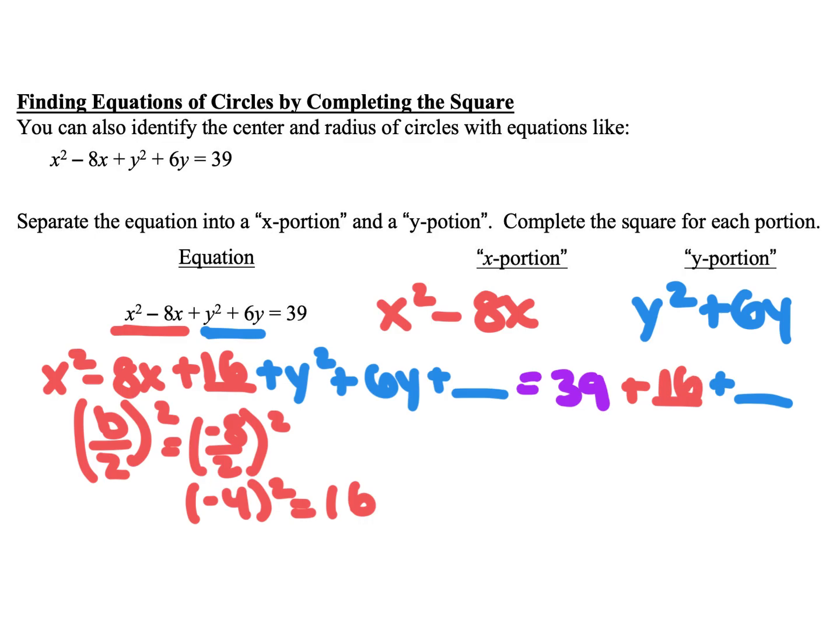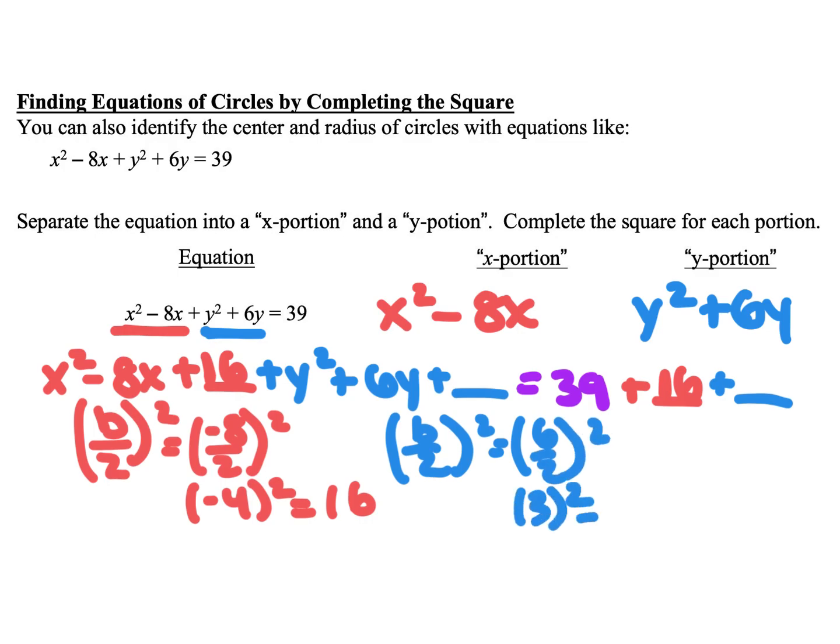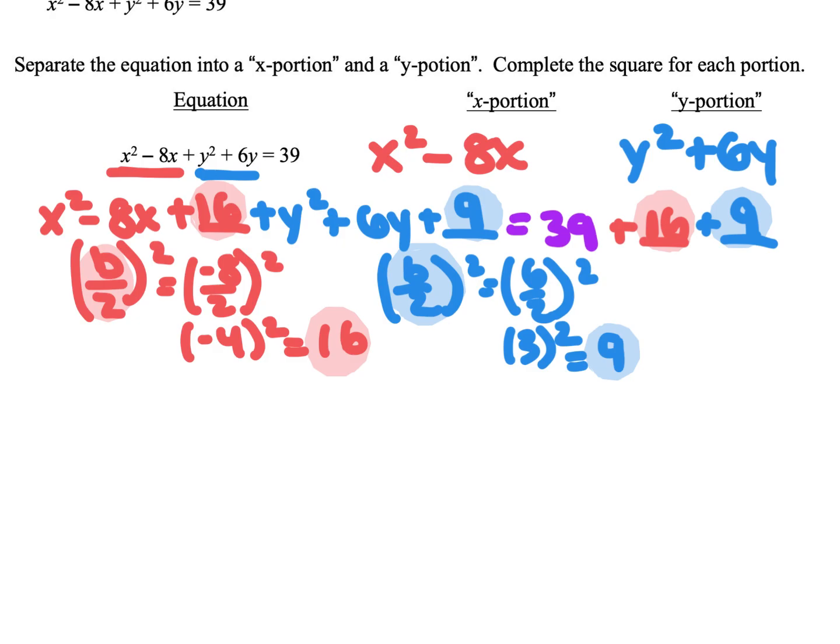For the y portion, the b over 2 is going to be 6 over 2 squared, which is 3 squared, which gives you 9. So you add 9 to both sides. Because again, whatever number I'm getting here as the result of b over 2 is what is being added to both sides here. And whatever I got here as my 9 from b over 2 squared is what is being added to both sides.